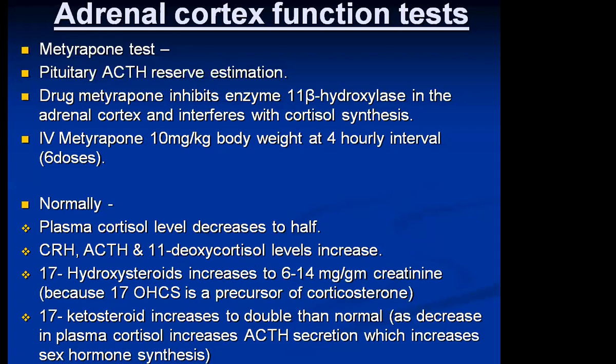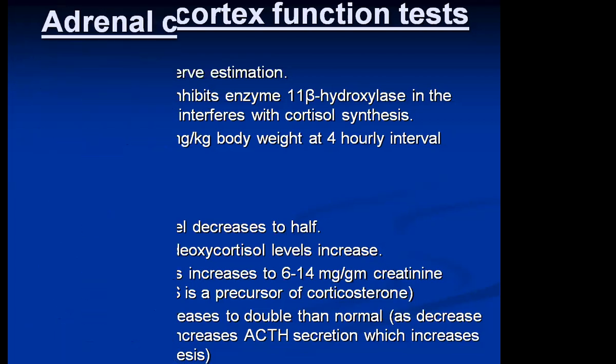17 ketosteroids increase to double the normal. Why? Because decrease in plasma cortisol will increase ACTH secretion, which increases the sex hormone synthesis. So in a normal subject, you should find a decrease in plasma cortisol, and an increase in CRH, ACTH, and 11-deoxycortisol levels, and an increase in 17 hydroxysteroids and 17 ketosteroids. So these are the findings in a normal subject.